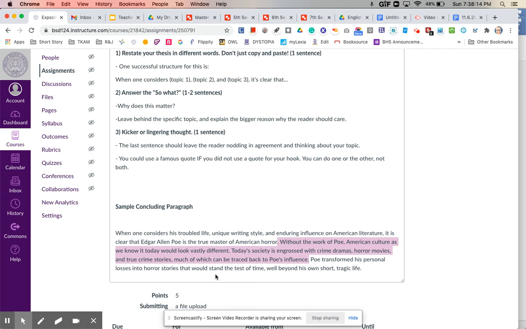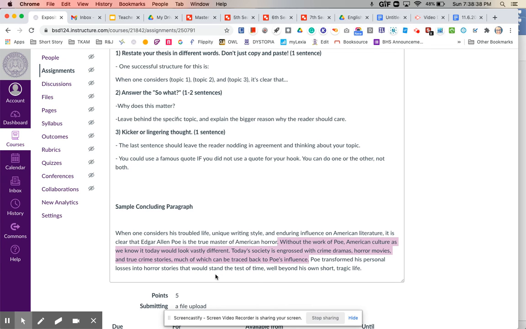Right? Why should the reader care about Edgar Allan Poe, right? He lived in the 1800s. Who cares anymore? But he's had this huge influence on our culture, right? We love the detective shows, right? Law and Order, NCIS, Criminal Minds, all of those shows. We love them. And Edgar Allan Poe wrote the first detective story ever, right? So without his influence, our culture would be completely different. So that's why we should care.